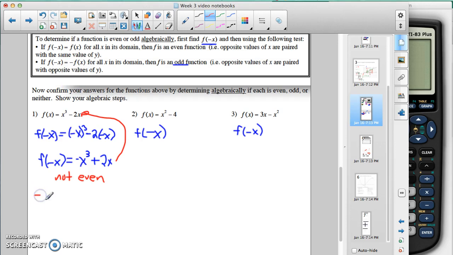So we're going to look at negative f of x, which is basically negative 1 times the function. So if we take the function and we multiply it by negative 1, x cubed minus 2x, the question is, when we do that, we're going to get negative x cubed plus 2x. And that function is the same as the one we got for f of negative x. That's the same. So those are the same. Therefore, this is odd.